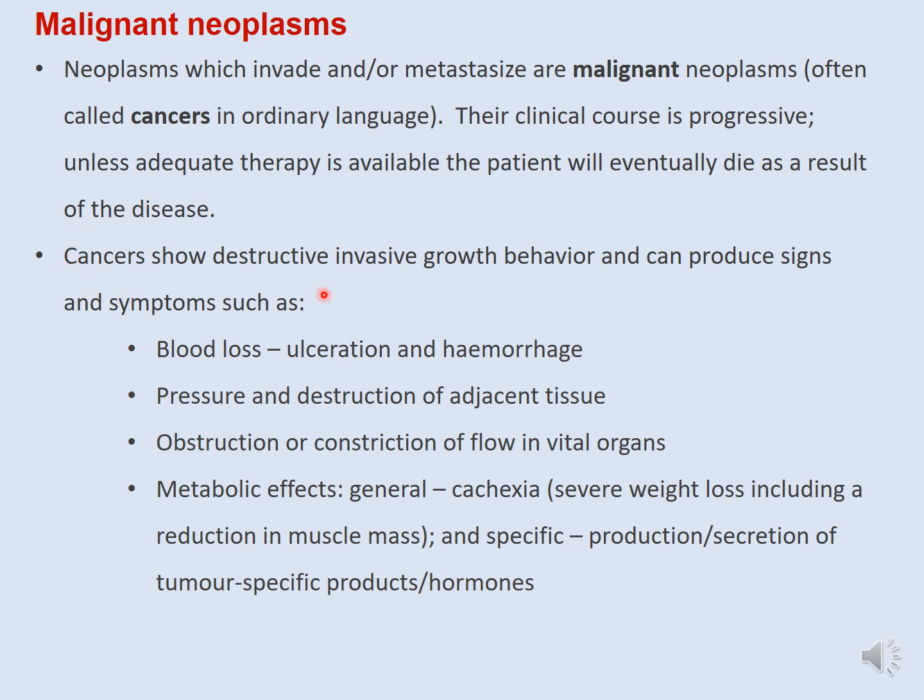These cancers show destructive invasive growth behavior and could produce signs and symptoms such as blood loss due to ulceration and hemorrhage, pressure and destruction of adjacent tissues, and obstruction or constriction of flow in vital organs. They can also have metabolic effects such as general cachexia, which is severe weight loss, including reduction in muscle mass, which is very common in advanced stage malignant disease, and specifically production or secretion of tumor specific products or hormones. So malignant neoplasms, in comparison to benign neoplasms, are life threatening, number one. Number two, they are invasive and they cause metastasis.